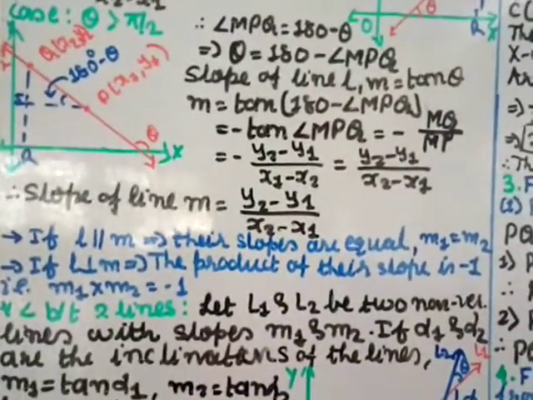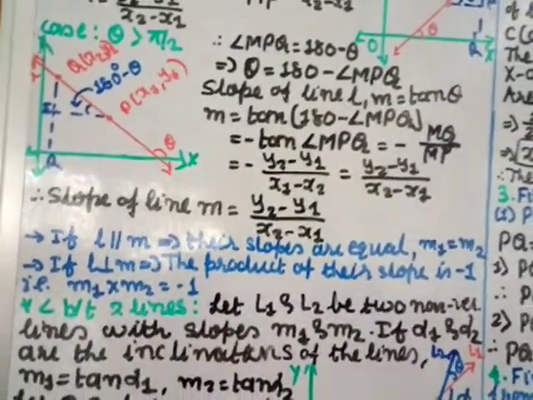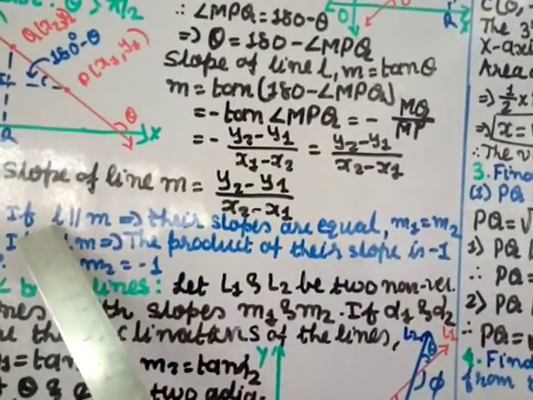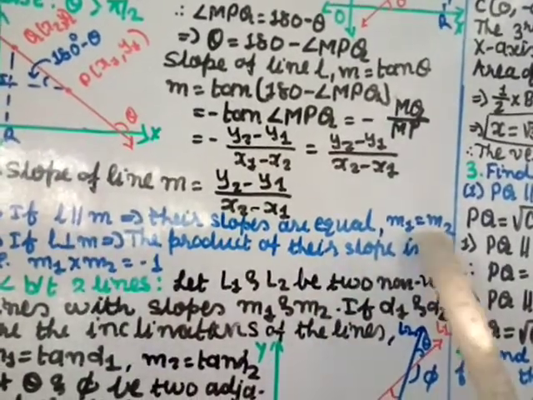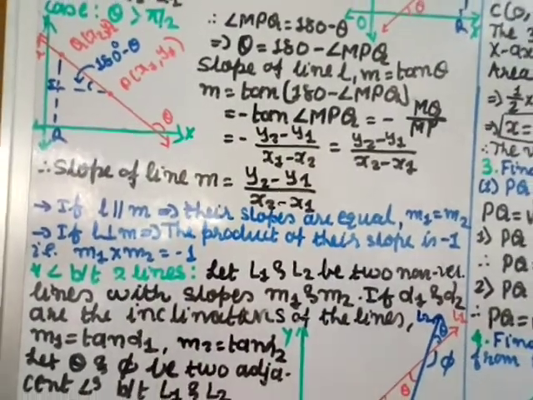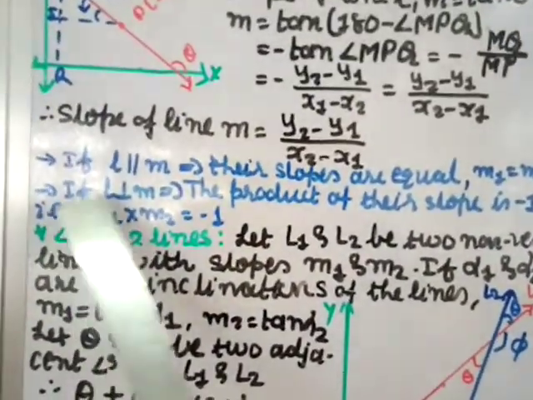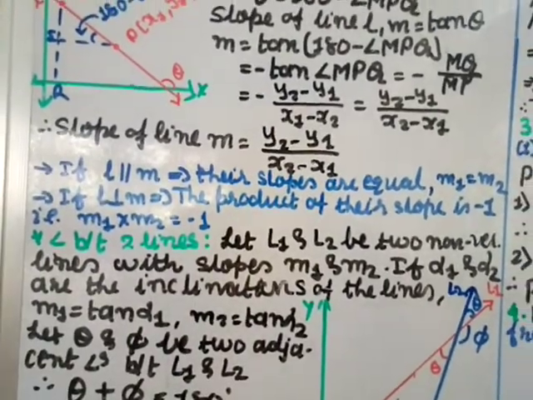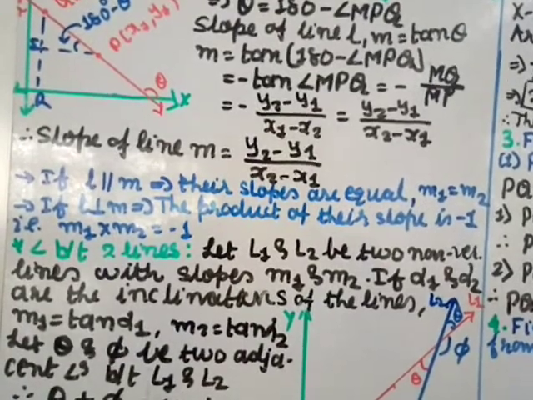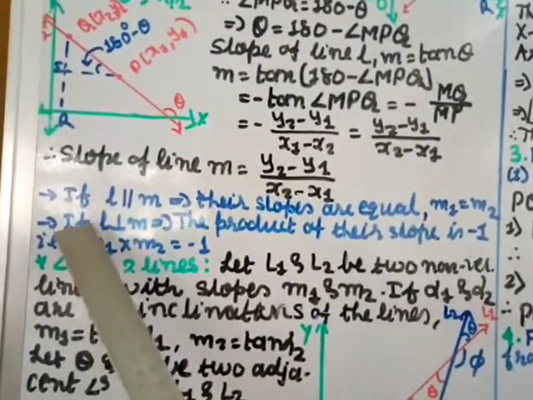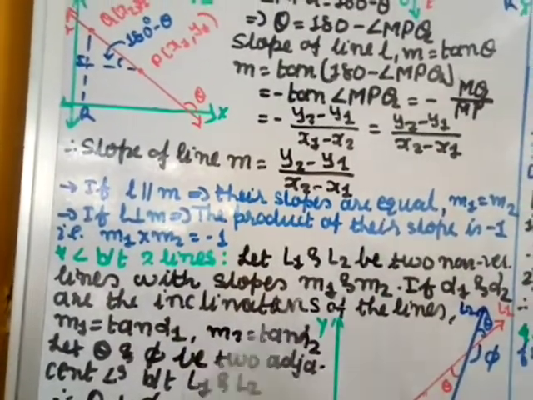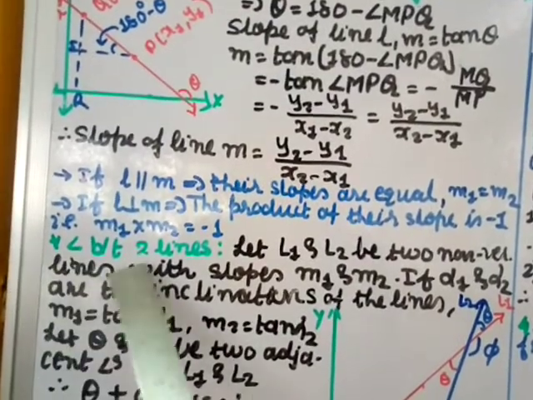Now if two lines L and M are parallel, L parallel to M, then the slopes are equal. So if slope of the line L is m1 and line M is m2, then both are equal. Remember this result, that if two lines are parallel, then the slopes are equal. If L perpendicular to M, that means two lines are perpendicular to each other, then the product of the slope is minus 1. So if the slope of line L is m1 and line M is m2, then their product is minus 1. These two results remember.